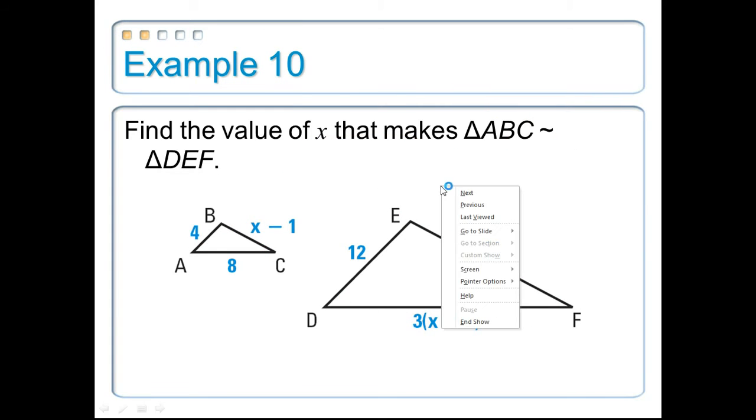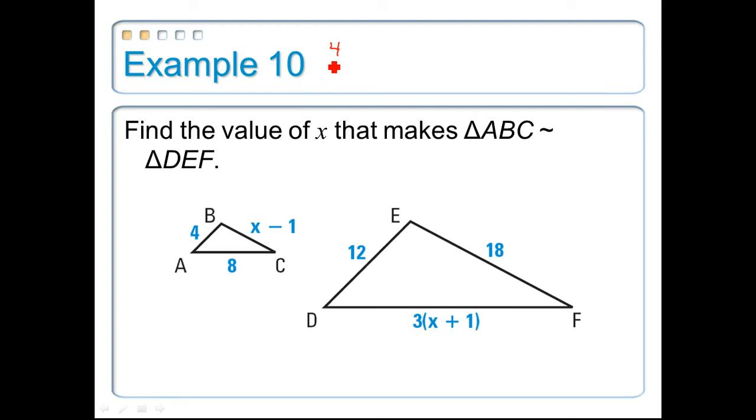Okay, and better put this back to a pen, what it is. Okay, so I already know that 4 is to 8 as 12 is to 3x plus 1. So I explained it last time differently. I went 4 is to 12 as 8 is to 3x plus 1. And you could have done 4 is to 12 as 8 is to 3x plus 1.